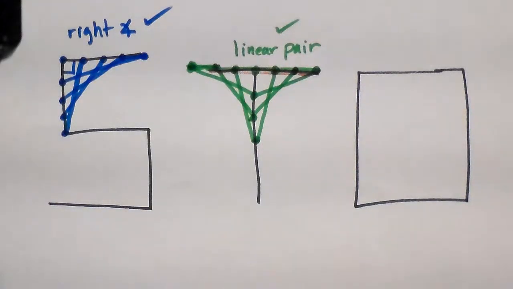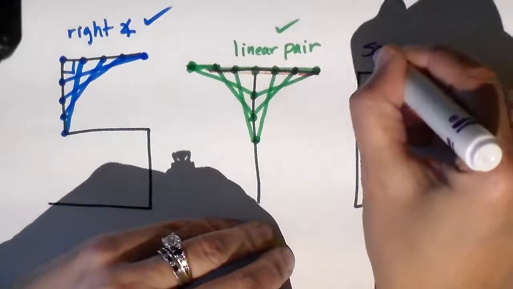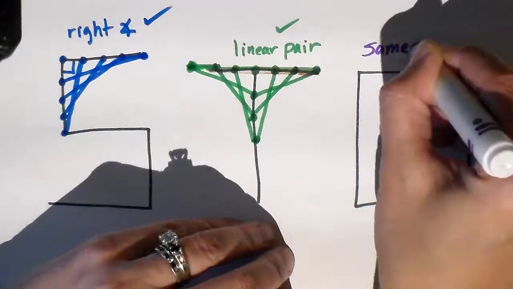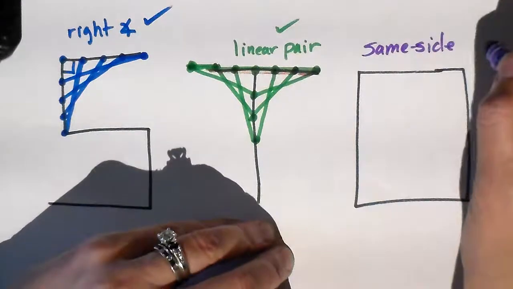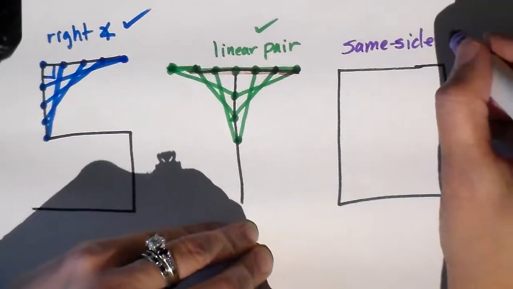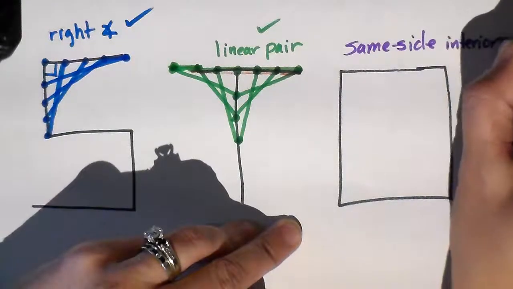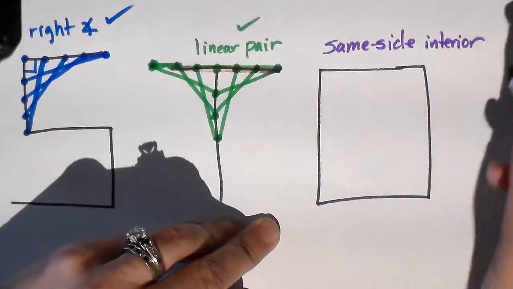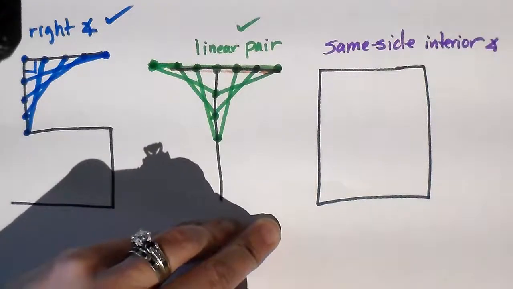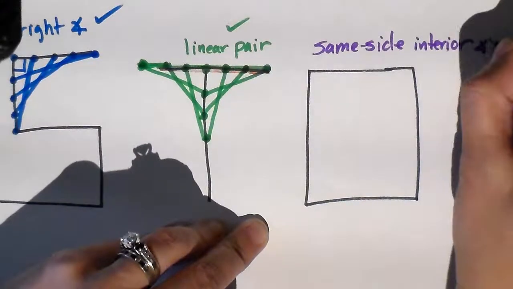So let's look at something else we can do here that will satisfy a requirement. You actually need a pair of same side interior angles, right? Yes, of course you do. So you need same side interior angles. So I'm going to create a pair of same side interior angles.